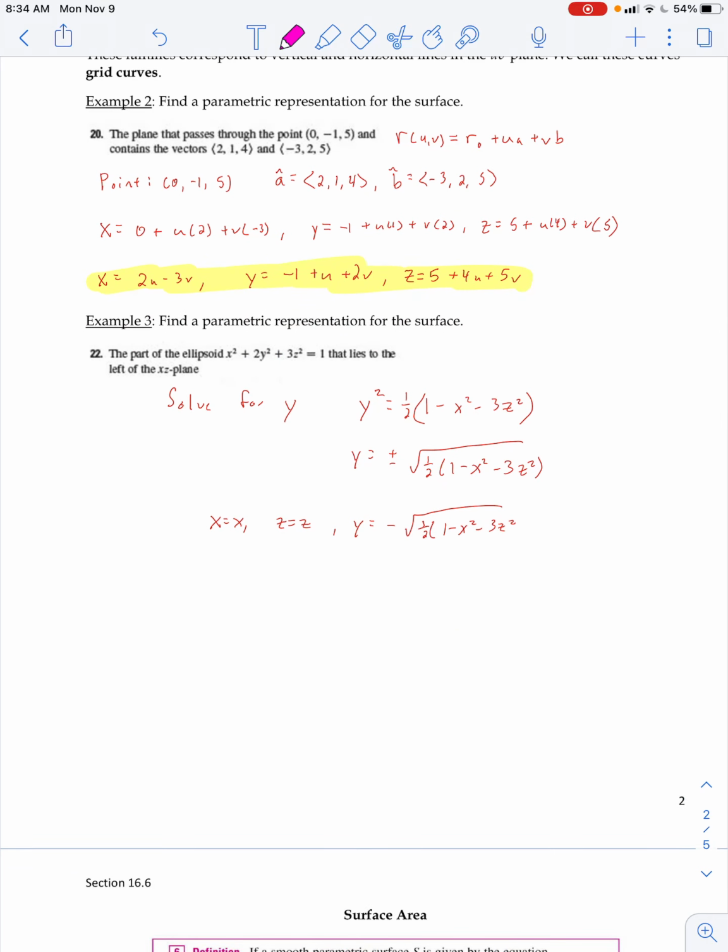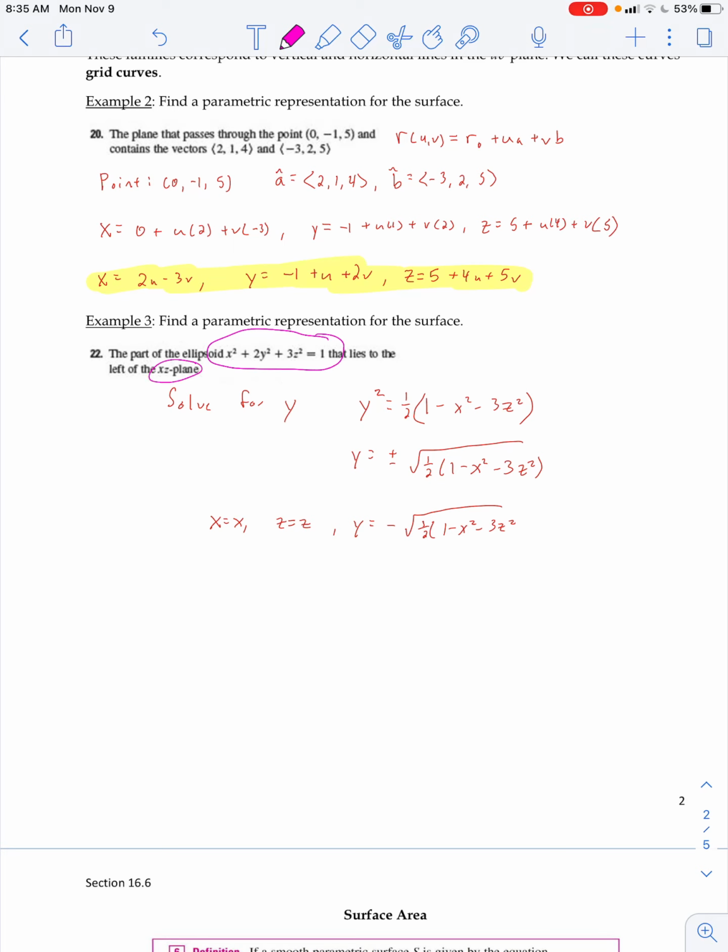Example 3. Find a parametric representation for the part of the ellipsoid x squared plus 2y squared plus 3z squared equals 1 that lies to the left of the xz plane. So we want our viewpoint from the left of the xz plane. Instead of turning things into terms of u and v, it's easier to take our equation and solve it for y. We could parameterize x or z, but because we want to do it from the xz plane, we solve for y.